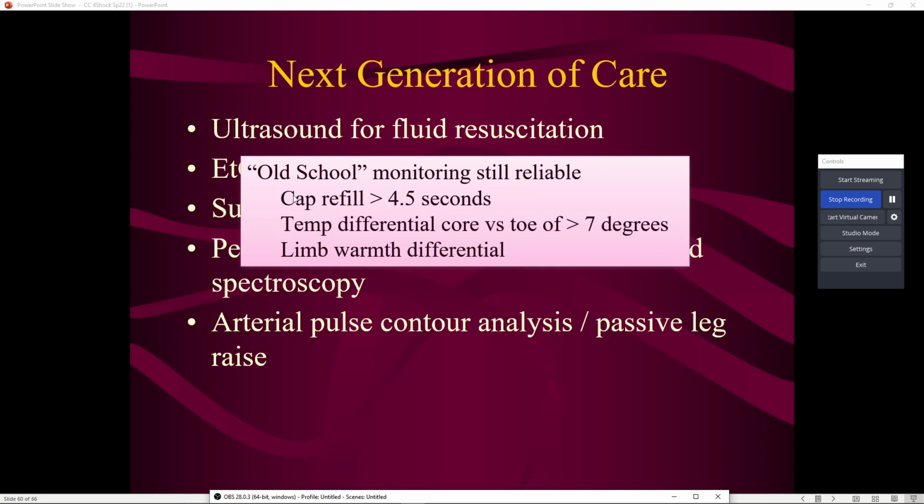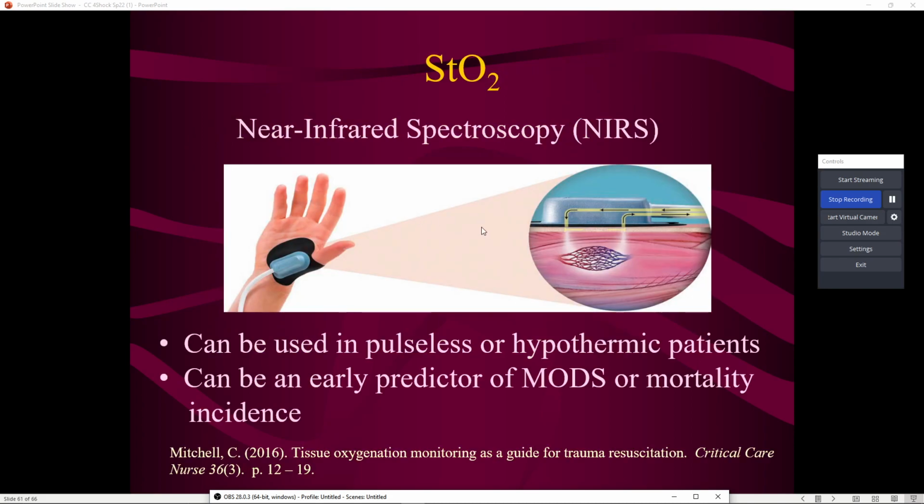Yeah, old school monitoring. Delayed cap refill, that's huge. 2 seconds or less is normal. Greater than 4.5 is huge. Temp core greater than 7 degrees is huge. And limb warm differential, huge.